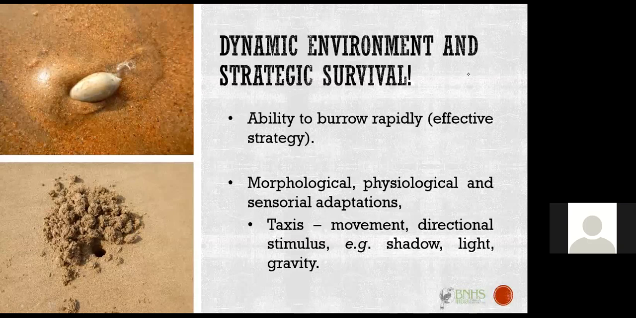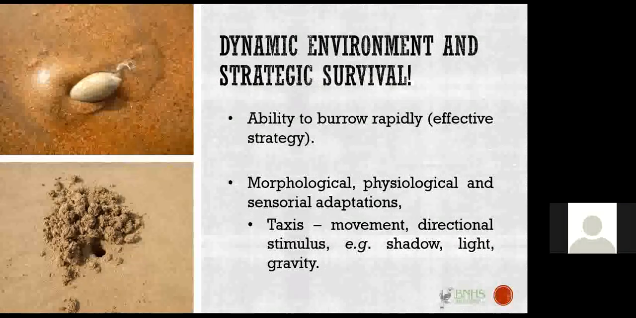What kind of adaptations do these organisms show? Obviously they have morphological, physiological, and sensorial adaptations, so that they can sense taxis, any sort of movement, any sort of directional stimulus, or any sort of light or shadow stimulus. So these organisms can immediately burrow themselves to remain safe from predators.